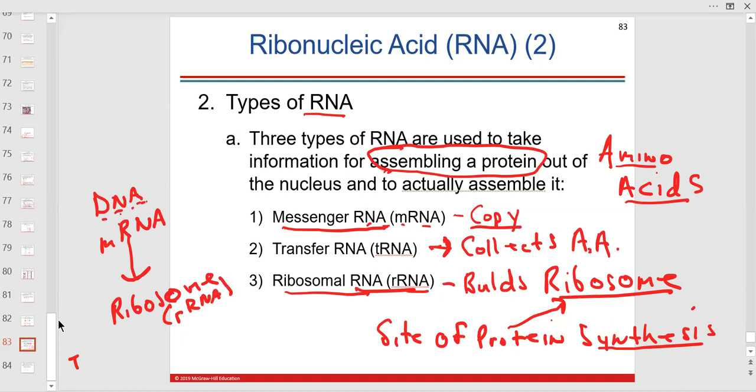Transfer RNA is going to go around picking up the amino acids and bring them to the ribosome to build specific proteins that were transcribed by your DNA, coded by your DNA.